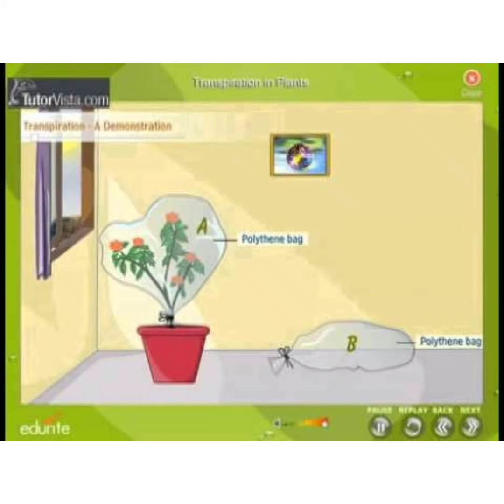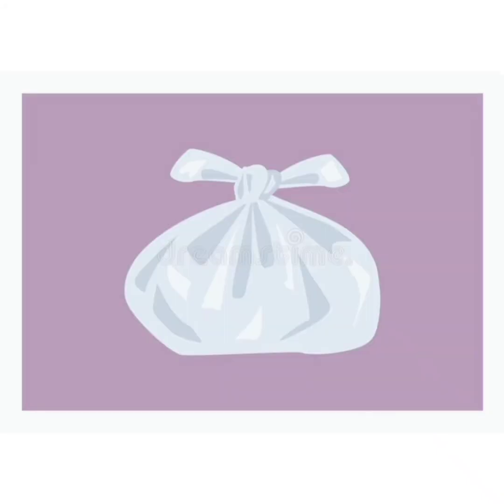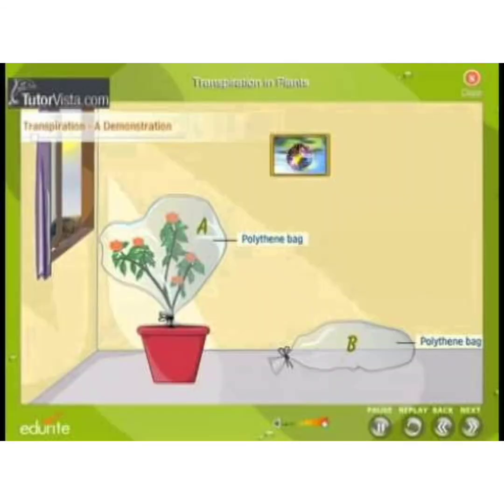Select a well-watered potted plant which is growing in the sun. Enclose a leafy branch of the plant, or cover a leafy branch of the plant, with a polythene bag and tie the end of the polythene bag with a thread. Take another polythene bag of the same size and tie its mouth without keeping any plant. Keep both the polythene bags in the sun.